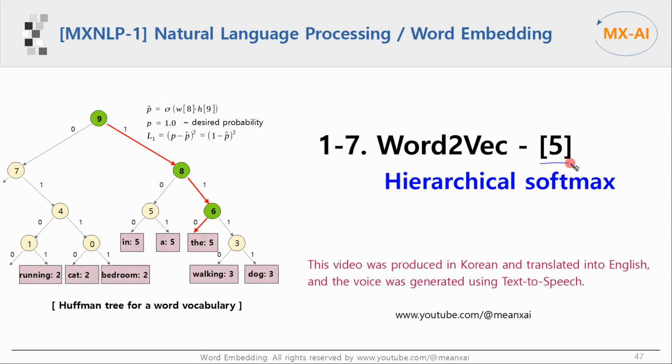This is part 5 of a series on Word2Vec. In this video, we'll learn about hierarchical softmax. Hierarchical softmax is a computationally efficient approximation method used in neural networks to handle the large corpus common in natural language processing tasks. It significantly reduces the computational cost compared to the regular softmax.